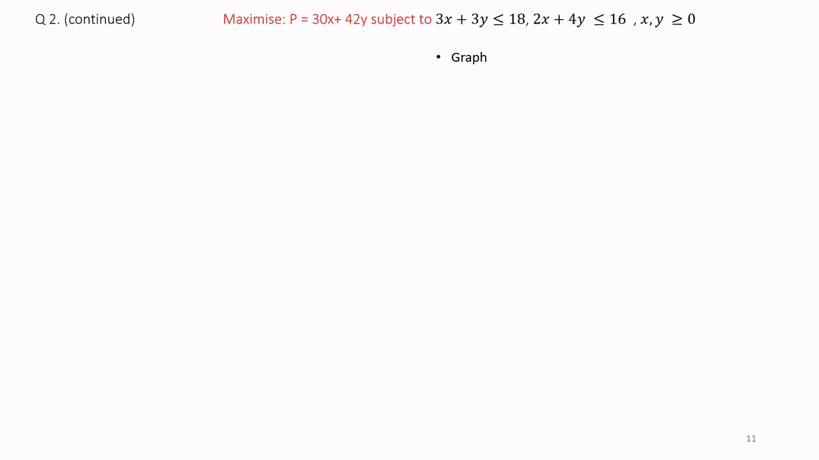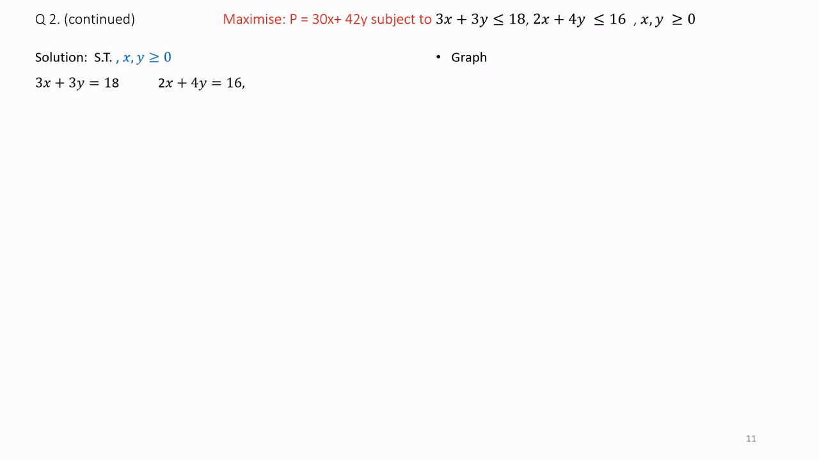From the previous slide, we have seen that the objective function P is to maximize P equals 30x plus 42y, subject to two constraint relationships: 3x plus 3y should be less than or equal to 18, and 2x plus 4y should be less than or equal to 16. And x and y should be greater than or equal to 0, as usual for all the cases. So the solution will continue.